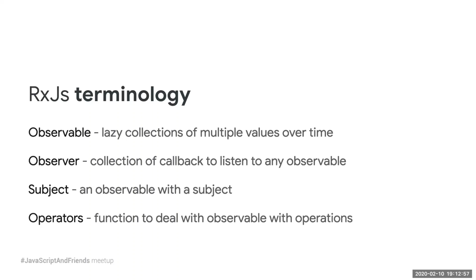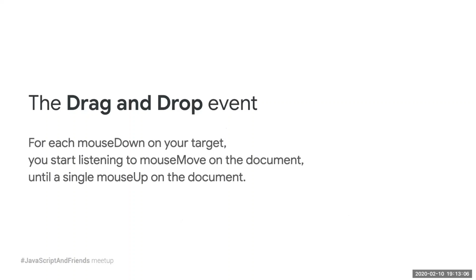Operators, as I mentioned, are pure functions which deal with observables with operations, and these operations can be many things which I'll be talking about. To understand a little bit about observables, let's take the example of drag and drop and how it works. In general, for each mouse down on your target, you start listening to mouse move on the document, and you keep listening to that mouse move until mouse up on the document gets fired. So there are three major things to do before you implement drag and drop. First, you need to identify a target and implement a mouse down event handler onto that. Then if that mouse down event happens, only then you should start your mouse move on the document. And as soon as mouse up happens on the document, you should remove that mouse move on the document.